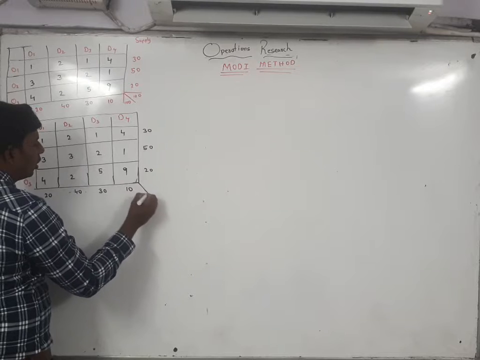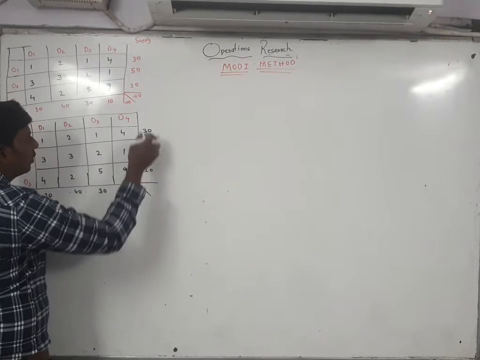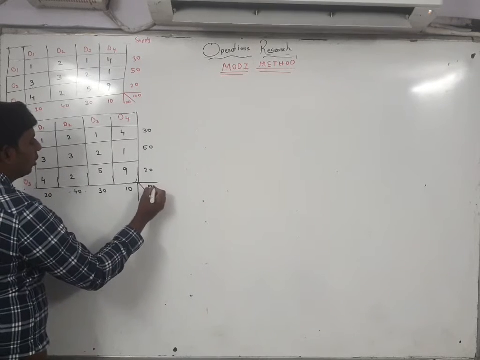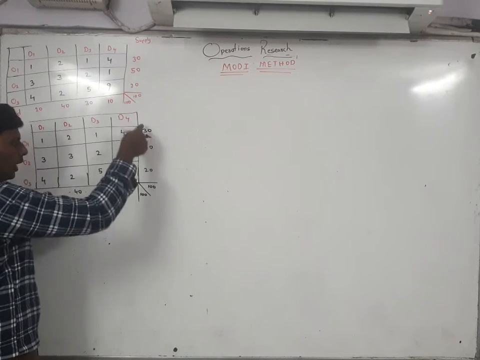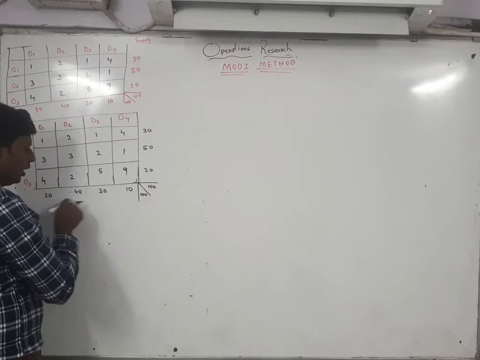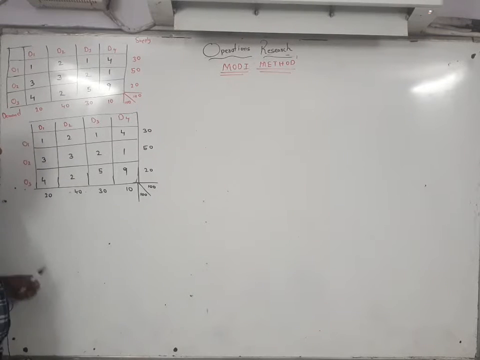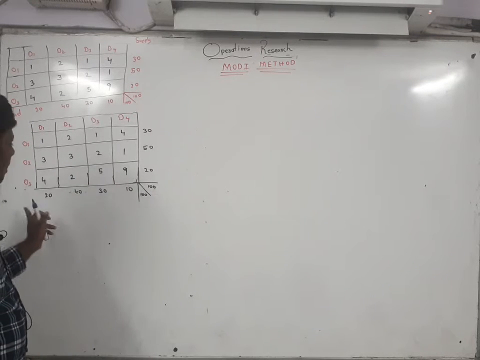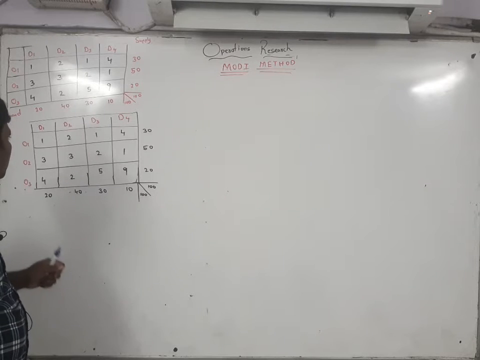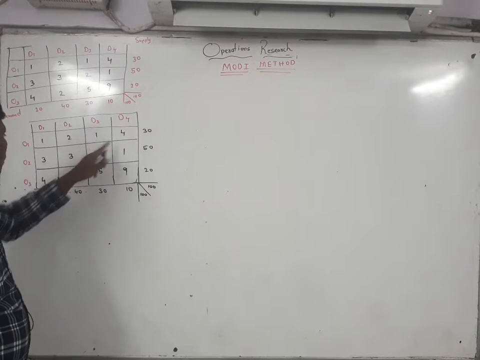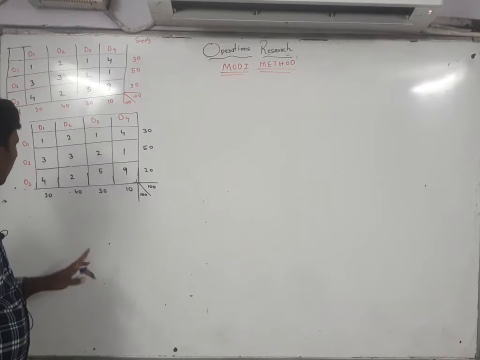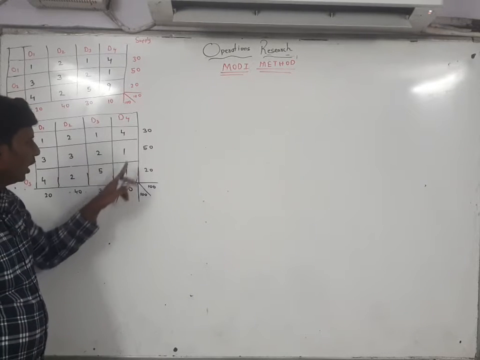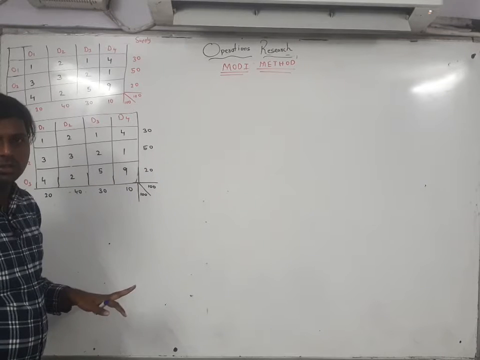Then after that what you have to do is rows and columns should be equal. The sum of this should be equal to how much? 100, and the sum of this should be equal to how much? 100. 1, 2, 1, 4, 3, 3, 2, 1, 4, 2, 5, 9. These values are given. 20, 40, 30, 10, 30, 50, 20 values are given.